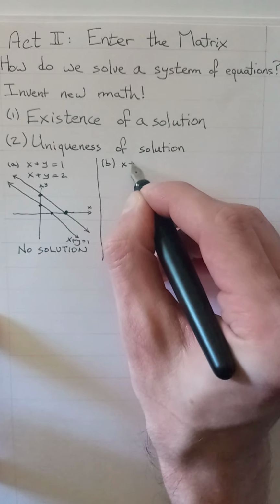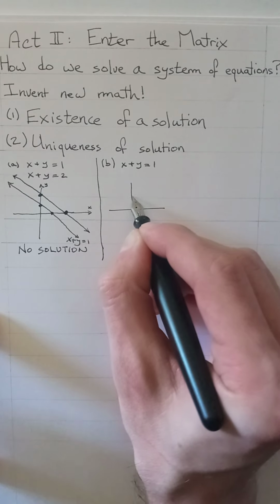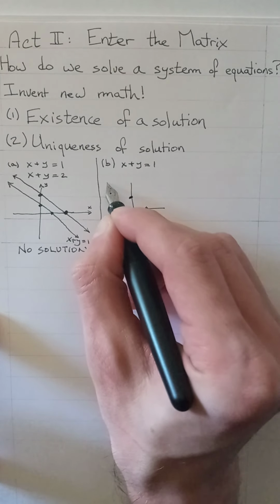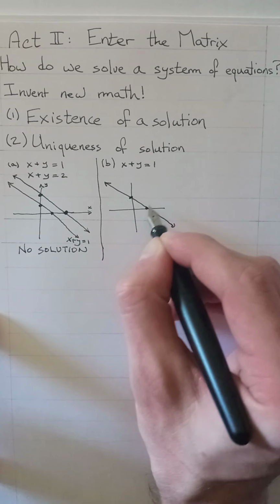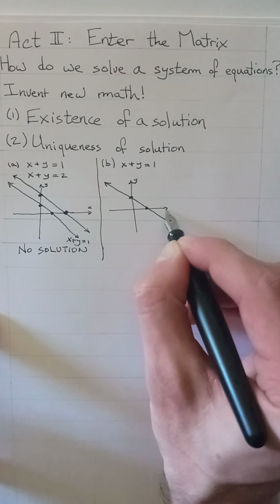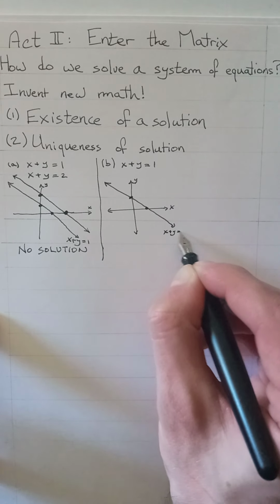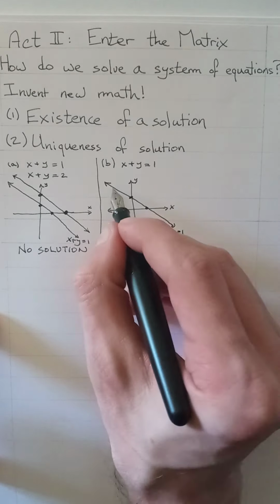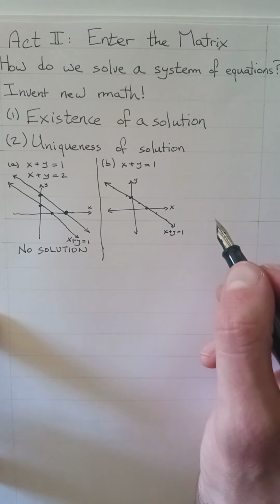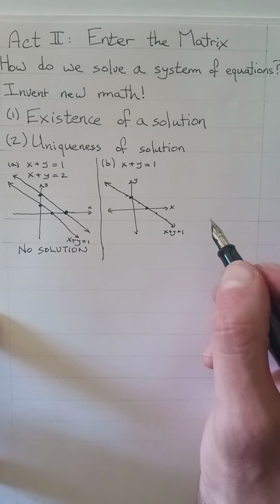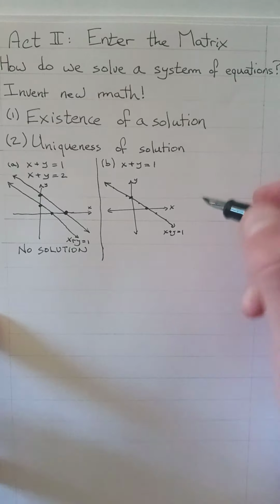For infinitely many solutions, we could just consider x plus y is equal to 1. Then you have something that looks like this, the y-axis and the x-axis, where any point on this line satisfies that equation. And since we don't have any information beyond that, we have infinitely many solutions, all living on that line.